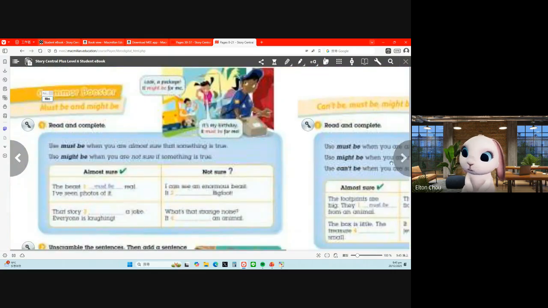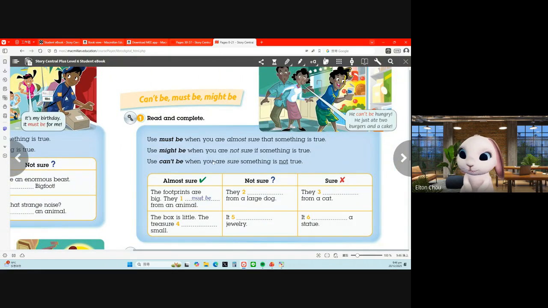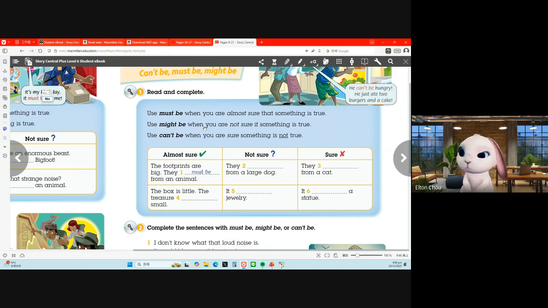So must be, might be, can be. We use must be for a very sure kind of event. We use might be for not so sure. We use can't be for something impossible, not true at all.